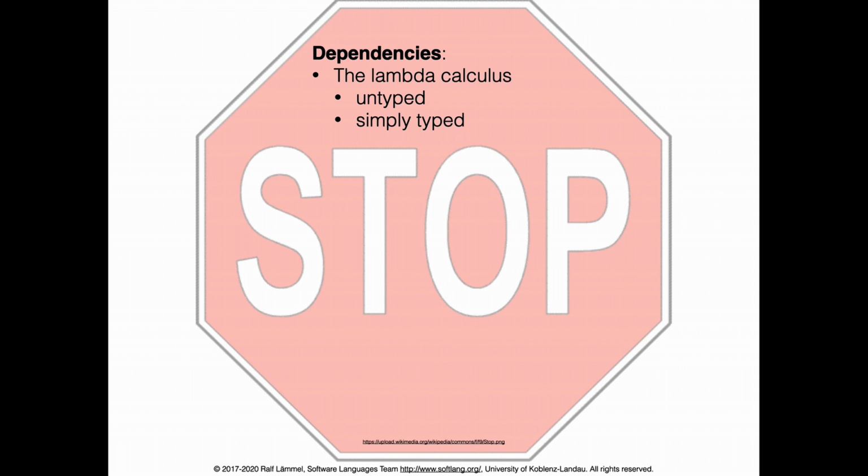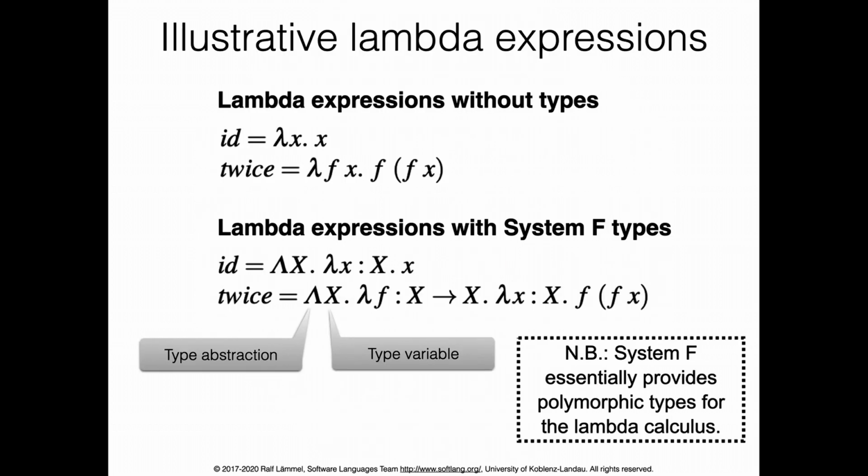the simply typed one. Okay, so let's just introduce System F by comparing it with the untyped lambda calculus. So we see two functions here, the ID function, identity, and the twice function, which applies a given function f twice. And then down here we see how we get a typed version thereof in System F.